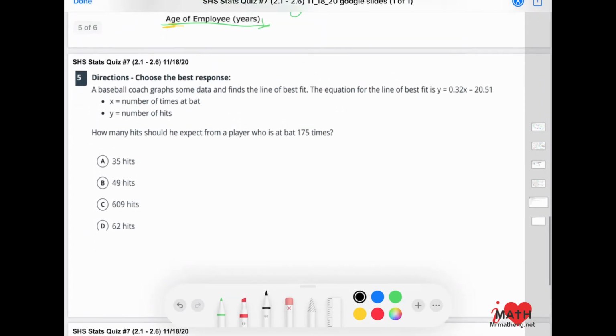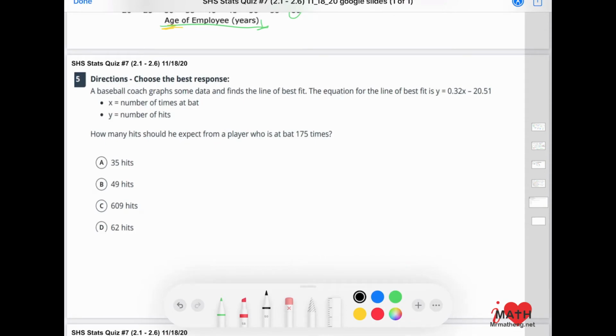Number 5. Directions: choose the best response. Okay. The baseball coach graphs some data and finds the line of best fit. The equation for the line of best fit is y equals 0.32x minus 20.51. X represents the number of times at bat, and Y is the number of hits. So how many hits is the question, right?